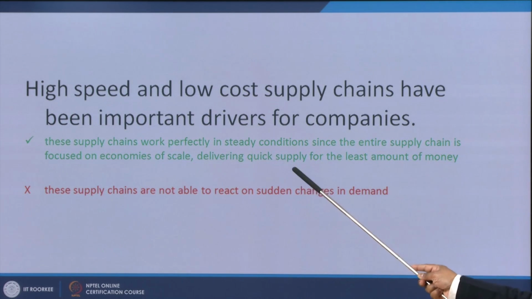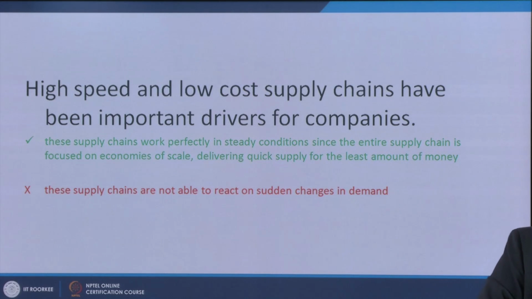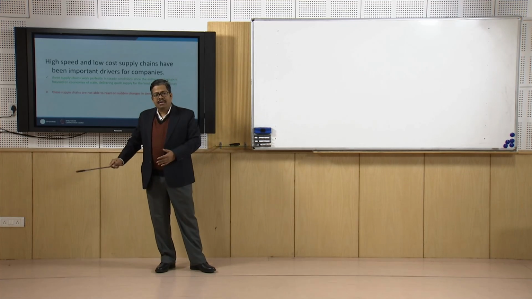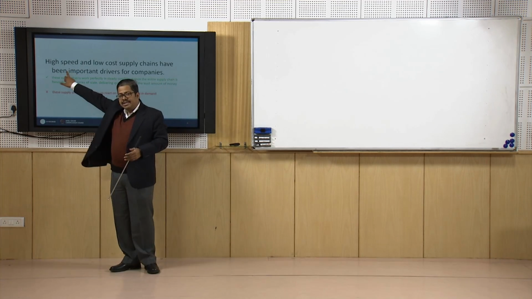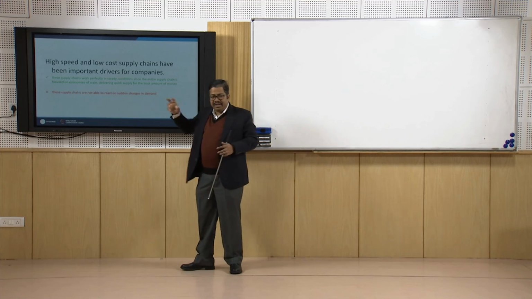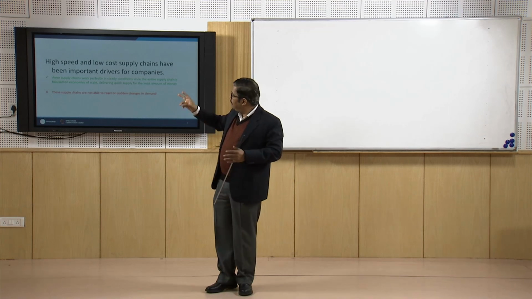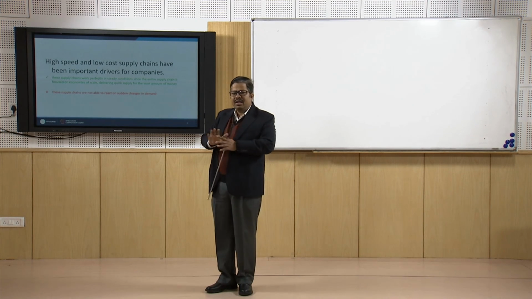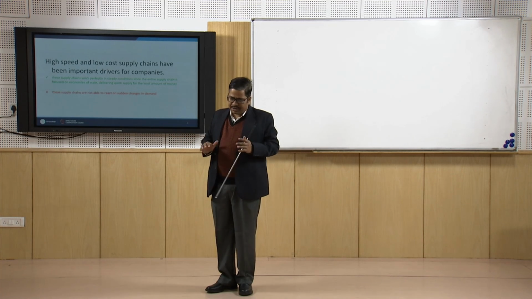Delivering quick supply means you know how to move products from one place to another place, because you have a very routine pattern of demand. So you can achieve high speed also. So economies of scale and delivering quick supply will help you to achieve both these things, high speed and low cost, in a steady state condition where many fluctuations are not there.